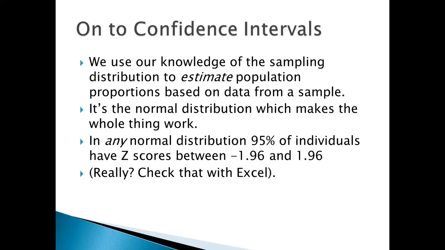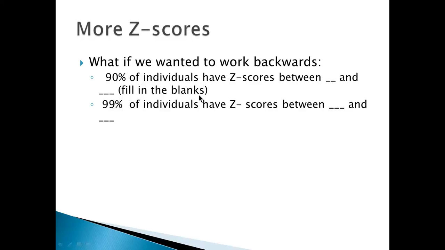So with confidence intervals, we use that sampling distribution to estimate the population. It's the normal distribution which makes the whole thing work. Recall that in any normal distribution, 95% of the individuals have z-scores between negative 1.96 and positive 1.96. We usually use just negative 2 to 2. Within 2 standard deviations of the mean is 95% of the individuals. And you can check that using Excel and the norm_dist function. And if we wanted 90%, we could apply it. For 90%, you should get 1.645 plus and minus.